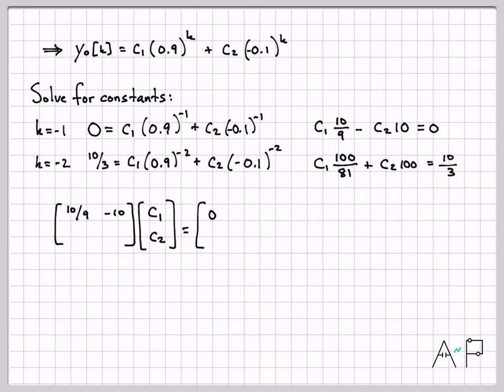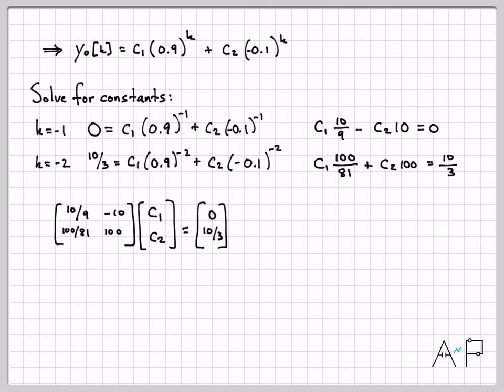Anytime I have a system of linear equations, I like to write it in matrix form. So here are my two unknowns, C1 and C2. The coefficients, 10/9 and -10, go right here in this first row. And this is equal to 0. And then for the second equation, very similar thing. The coefficients, 100 over 81 and 100, go right here in this row. And this has to equal 10/3, obviously.